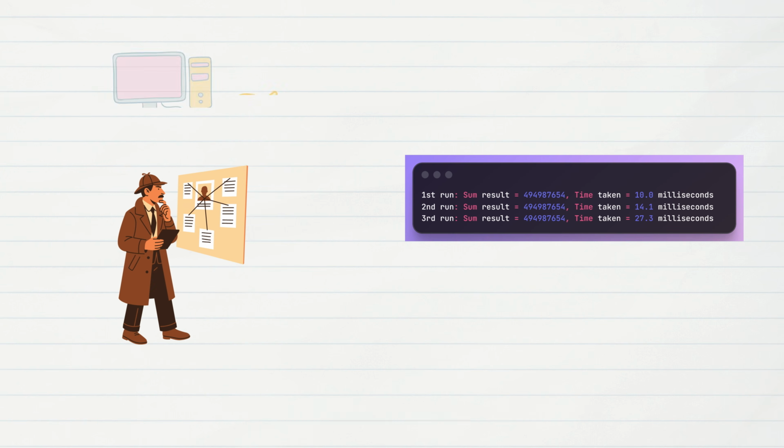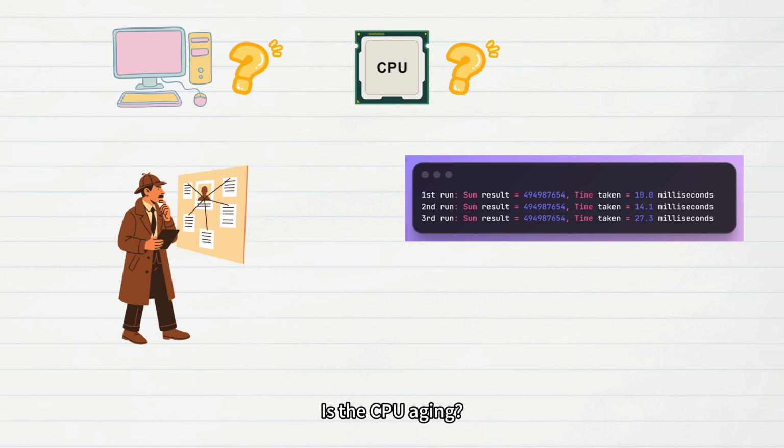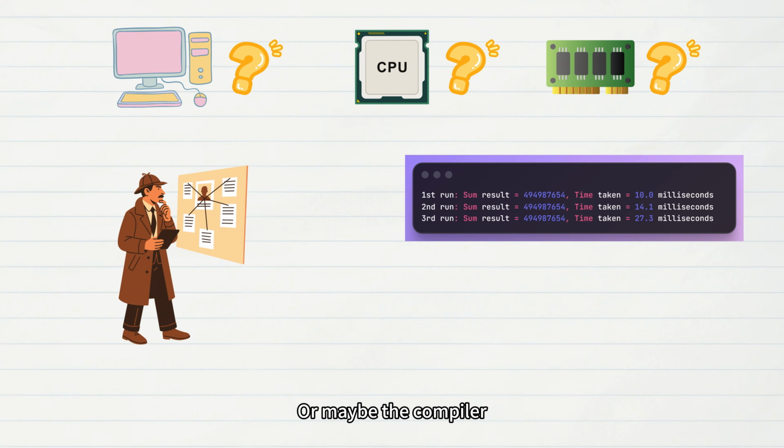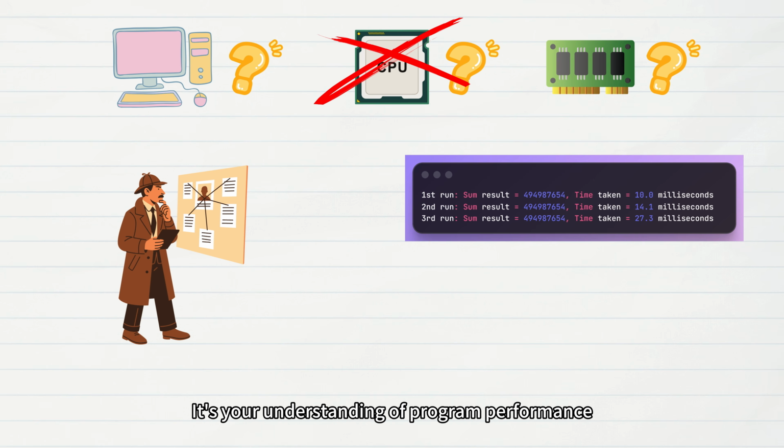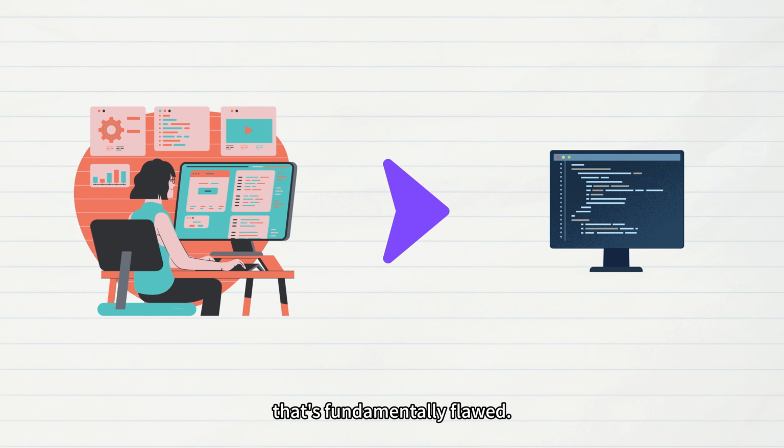You start wondering, is there something wrong with your computer? Is the CPU aging? Is there a memory issue? Or maybe the compiler or runtime environment is acting up? None of that is true. The computer isn't broken. The code is fine. It's your understanding of program performance that's fundamentally flawed.